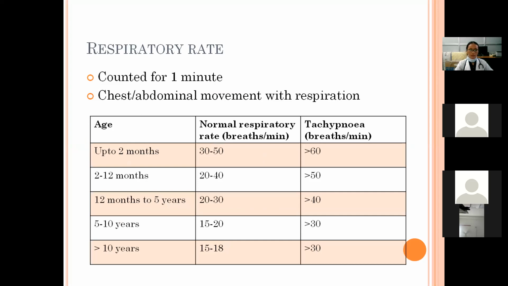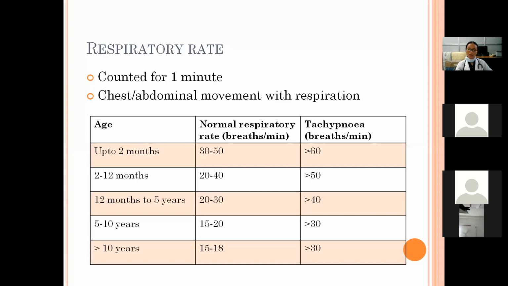And the next part of the vital signs is the respiratory rate. For the respiratory rate, you have to count the rate for at least 1 minute. You have to look at the chest or the abdominal movement that moves with the respiration. Ideally, you have to keep your watch near the chest or the abdomen of the child, wherever you are checking the respiratory rate, and then count it for a complete 1 minute.